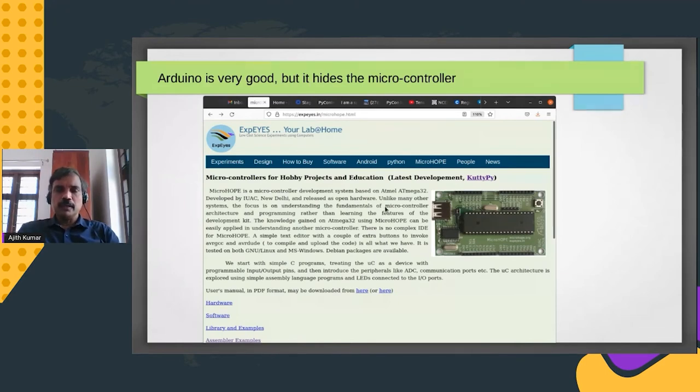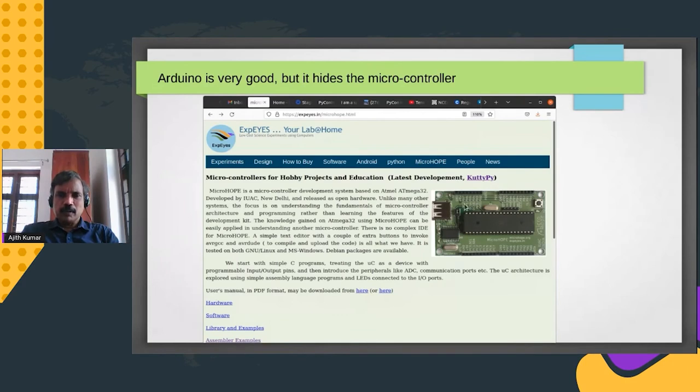So those who are very comfortable with Arduino, when you ask them to go tomorrow and do a bigger program on something other than this AVR, have a little bit of difficulty, because what you learn on Arduino doesn't get translated into that, as the core microcontroller features are hidden. So for that, we started a project some time back, maybe 10 years back, called MicroHope. It was microprocessor for hobby programming and education, something like that.